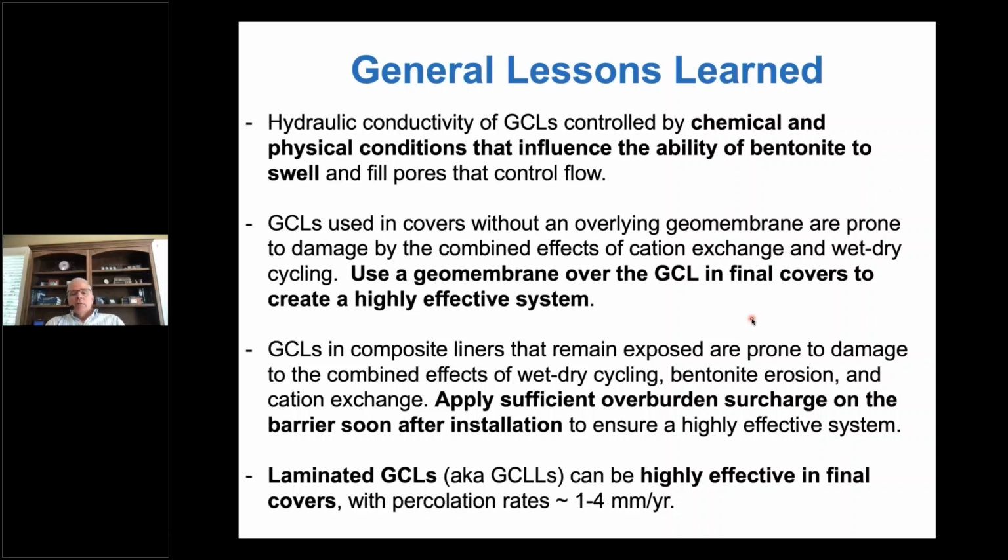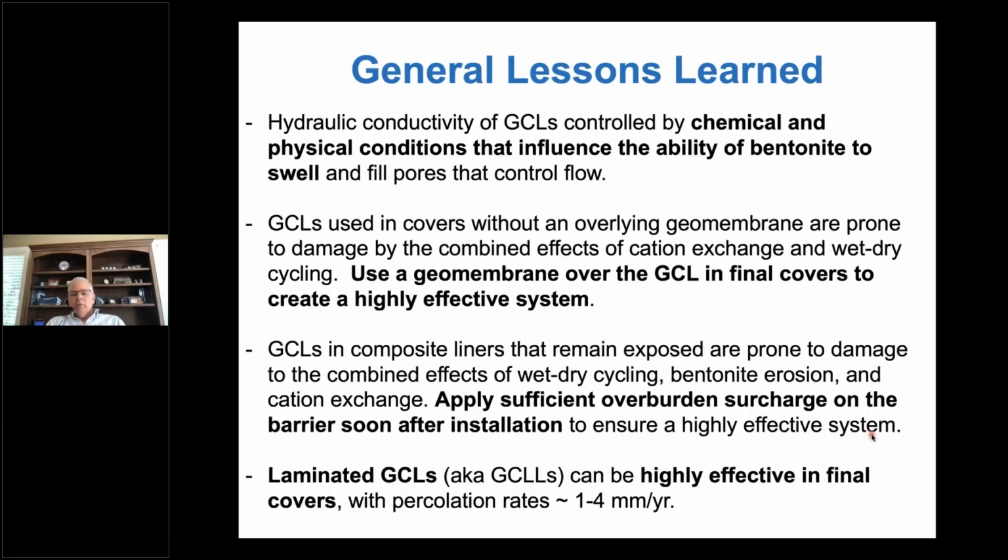GCLs used in covers without an overlying geomembrane are prone to damage. I would be very careful about using a GCL alone in a cover without a geomembrane over it. Use a geomembrane over the GCL, it creates an extremely effective system. Percolation rates on the order of a couple millimeters per year. Really, really effective. And without it, that GCL loses its effectiveness in many cases in the short term.